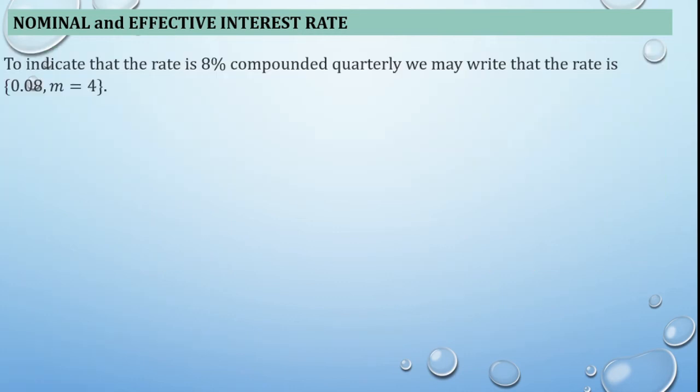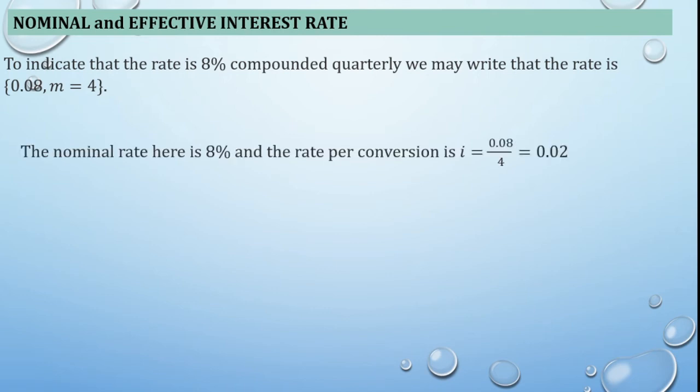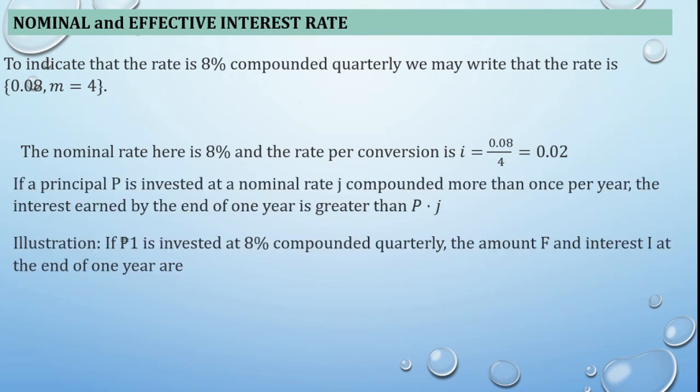Consider an amount compounded quarterly at 8%. The nominal rate here is 8% and the rate per conversion is i is equal to 0.08 over 4, or 0.02. If a principal P is invested at a nominal rate J compounded more than once per year, the interest earned by the end of 1 year is greater than P multiplied by J.